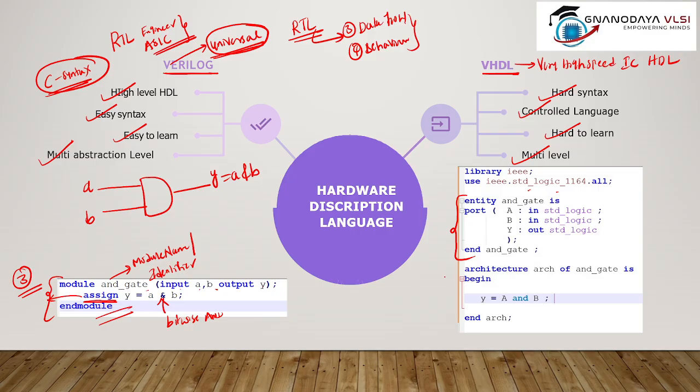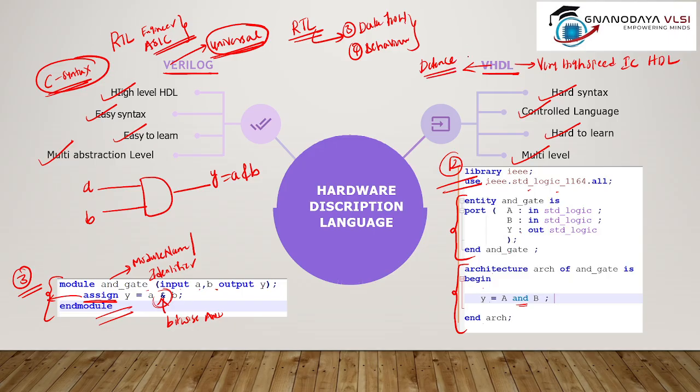In the architecture, you need to write the logic. Architecture of and_gate is begin, Y equal to A and B, end architecture. Here you need to use AND like this, as the bitwise AND gate. So it will take around 12 lines of code: 1, 2, 3, 4, 5, 6, 7, 8, 9, 10, 11, 12. This is mainly used for defense purposes.